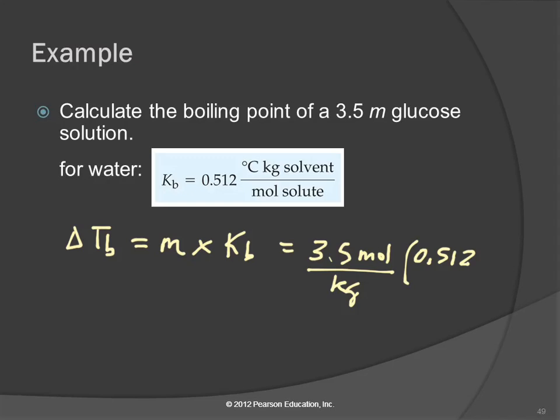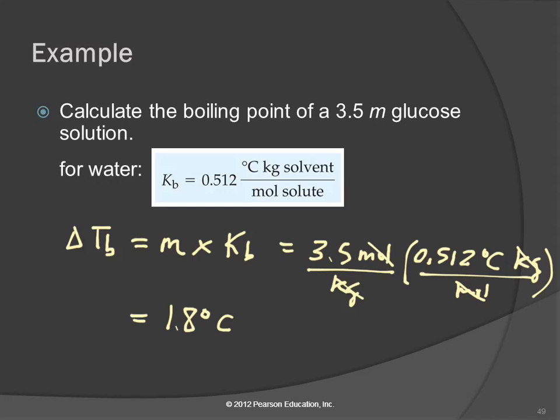0.512 degrees Celsius kilograms per mole. The kilograms cancel and the moles cancel. 3.5 times 0.512. So the boiling point elevation is 1.8 degrees Celsius. That's not the boiling point, though.